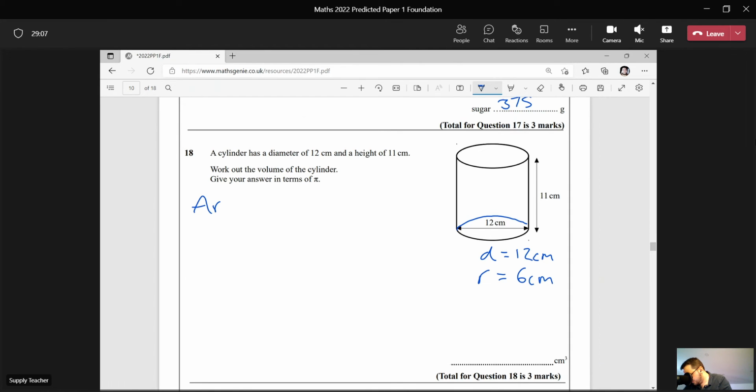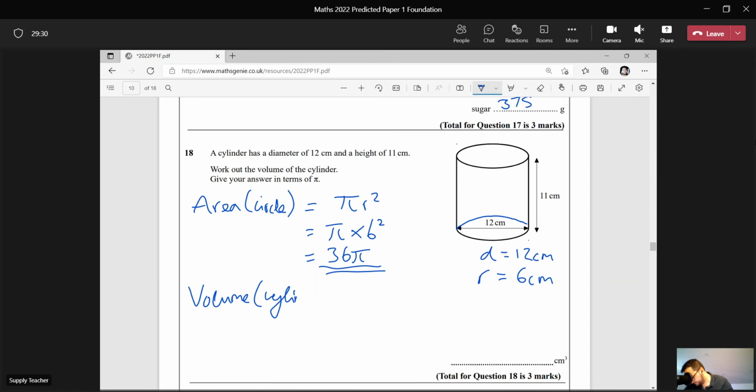So the area of the circle at the end, so an area of any circle is pi r squared, which is pi times 6 squared, and 6 squared is 36, so that is 36 pi. So that's that. And then the volume of the cylinder is just the area of the circle times how long it is. So that is going to be 36 pi times, how long is it? Well, it's 11. Okay, and 36 times 11 is 396, so it's 396 pi. Okay, and that's that.